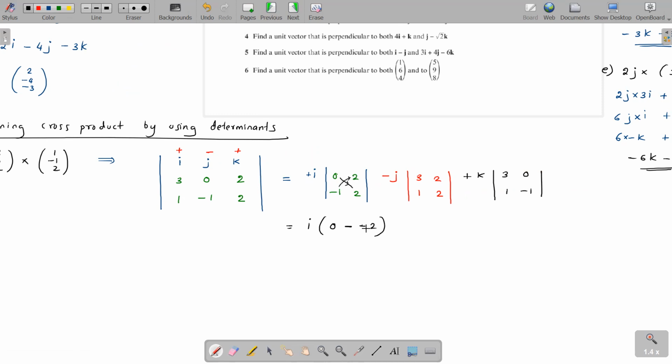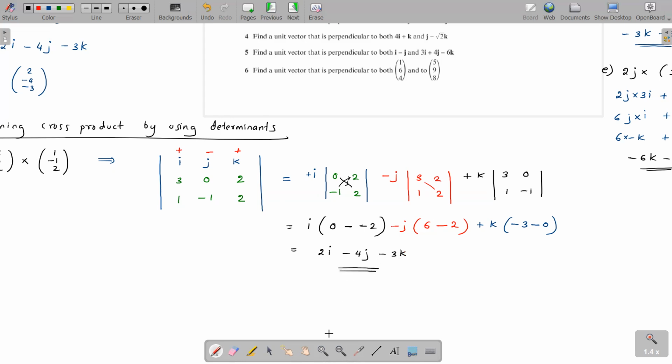Do you see this is the way we take the determinant of a 2 by 2 matrix. Multiply the two elements on the main diagonal, minus, then multiply the elements on the other diagonal. 0 into 2 is 0, minus 1 into 2 is minus 2. Minus j times, do the same thing: 3 times 2 is 6, minus 1 times 2 is 2. And finally plus k times 3 times minus 1 is minus 3, minus 1 times 0 is 0. What do we get here? Minus minus is plus 2i, 6 minus 2 is 4, minus 4j, minus 3k.